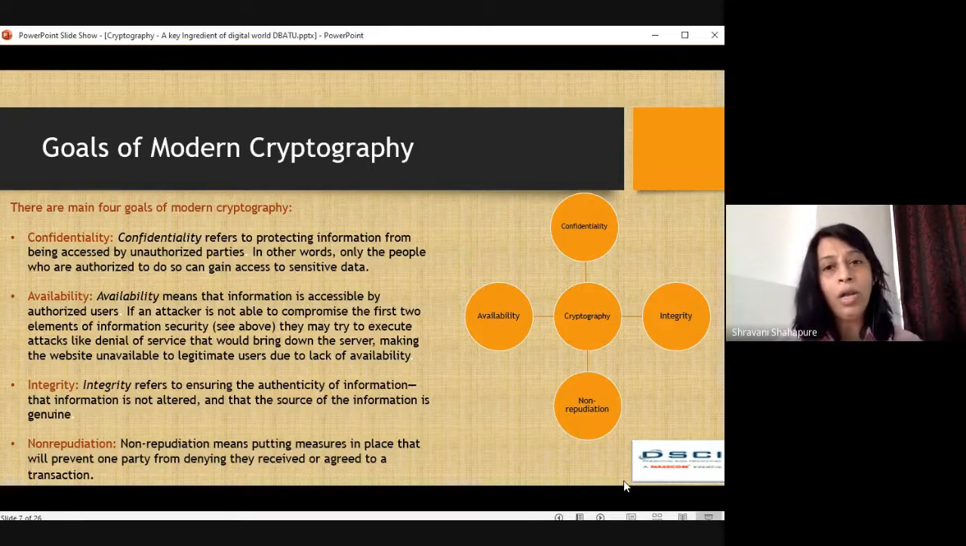Then the third goal is integrity. When we are transferring information over an untrusted medium, the information may get changed. Yes, it definitely will. Hackers will try to change the information, and we will receive something else, which can lead us to wrong conclusions. So integrity is a very important part of cryptography, and it is trying to achieve that goal.